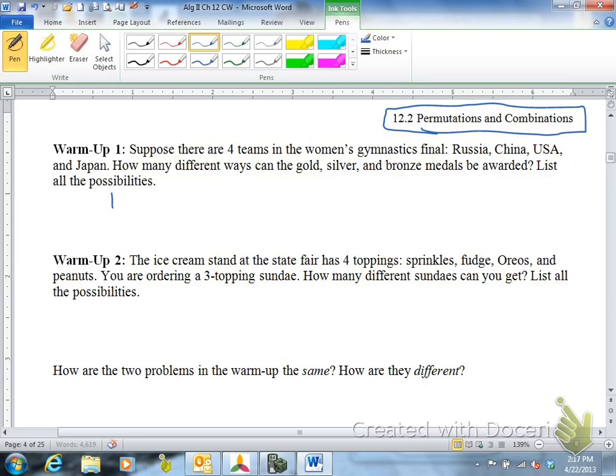So you could have Russia wins gold, China wins silver, US wins bronze. You could have Russia, China, then Japan. You could have Russia, Japan, China. You could have Russia, US, China. You could have Russia, Japan, US. You could have Russia, US, Japan. And I think that's all the cases where Russia wins gold medal. But you have other cases where Russia doesn't win a gold medal.